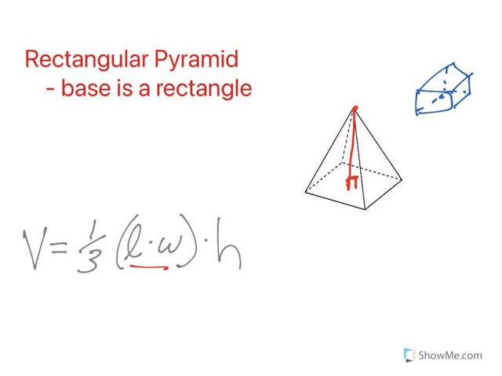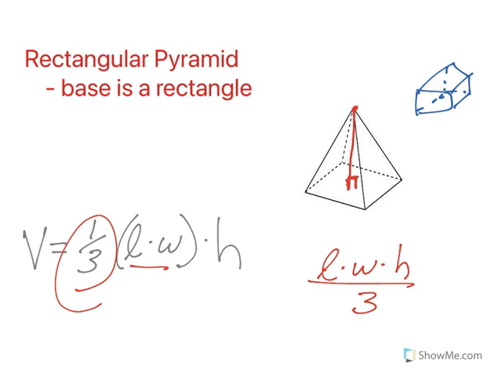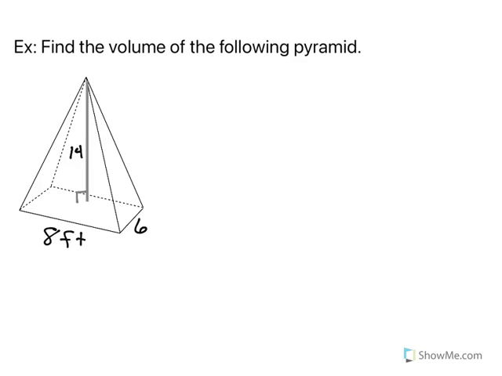So we take the length times width times the height, which is actually the volume of a prism, and then we multiply by 1/3, or you could say length times width times height divided by 3. Those are equivalent formulas for a pyramid, well, rectangular pyramid. Okay. So, find the volume of the following pyramid. Now, we see here a rectangular pyramid with a base 8 feet by 6 feet, and we notice that the height from the apex to the base, making a right angle, is 14 feet.